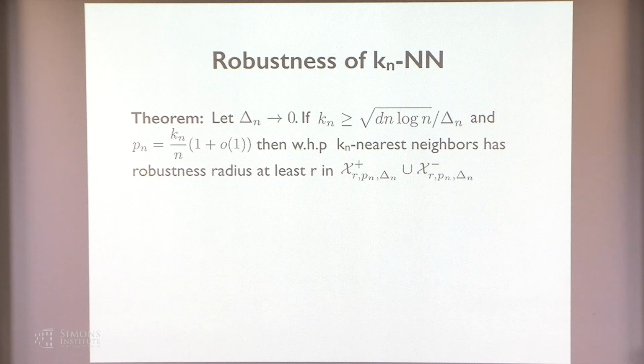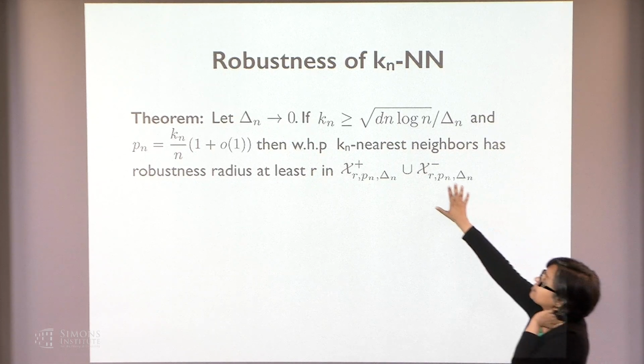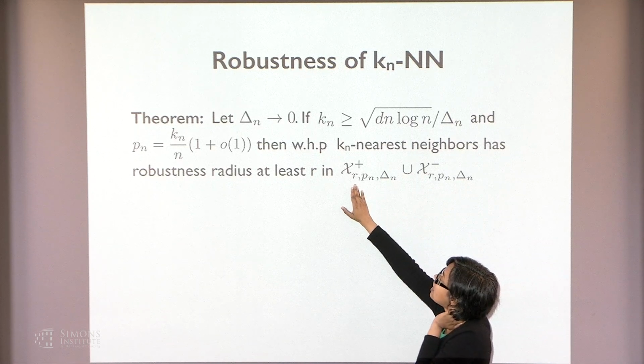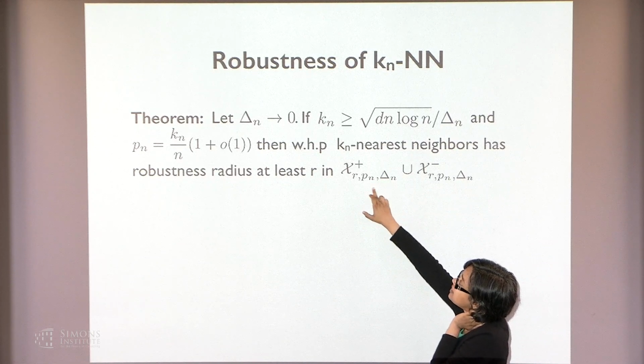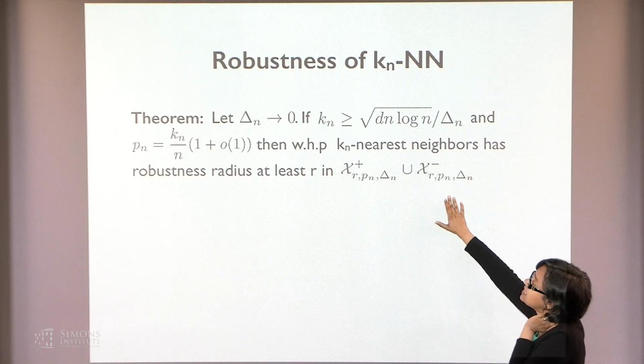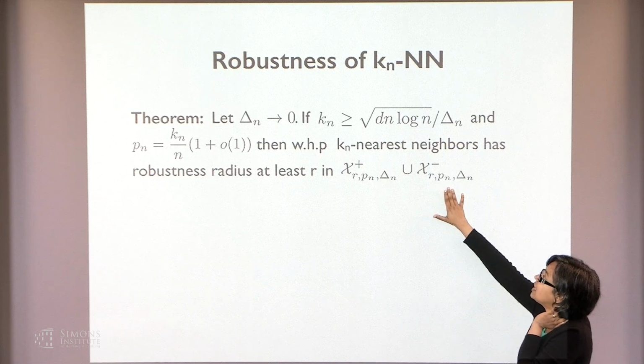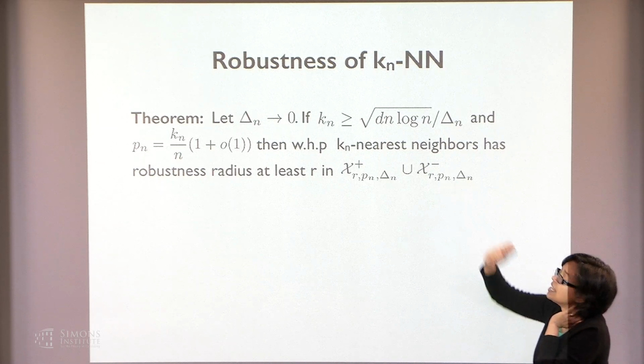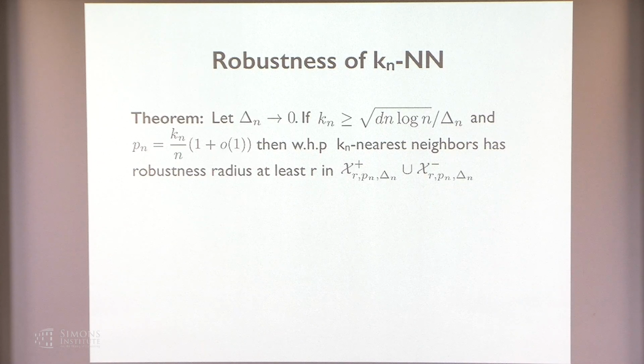k_n nearest neighbors has robustness radius at least r in the following region: the interior with radius r, probability parameter p_n, and margin parameter delta_n, union the negative interior with radius r, probability parameter p_n, and margin parameter delta_n. Okay?